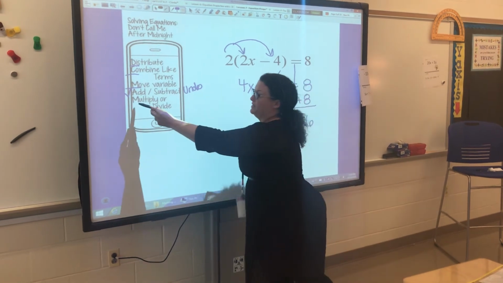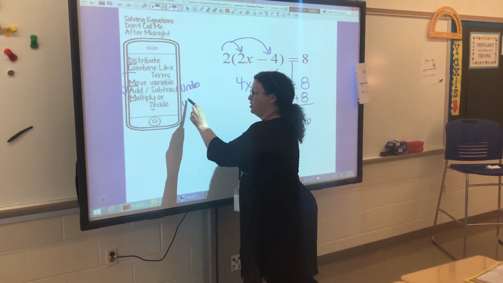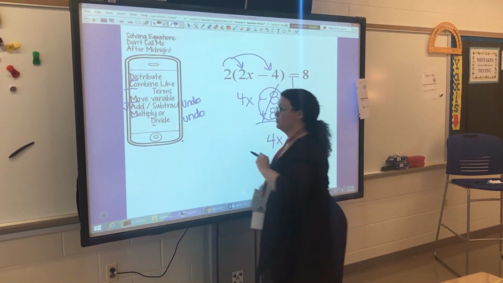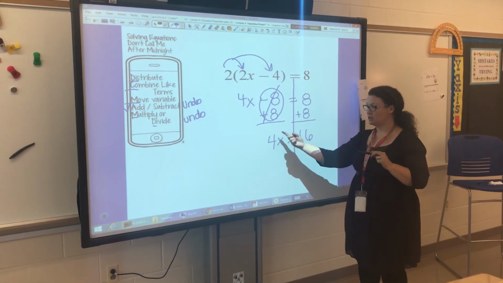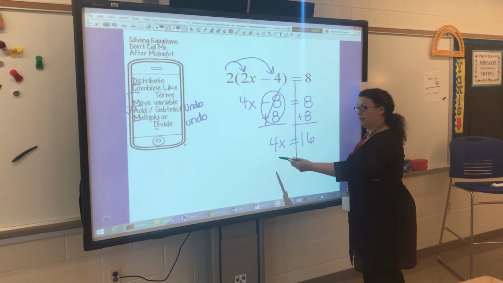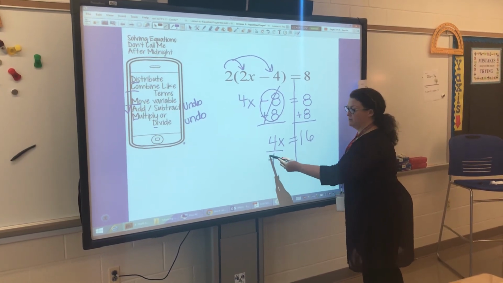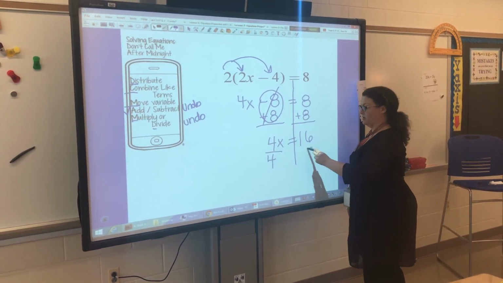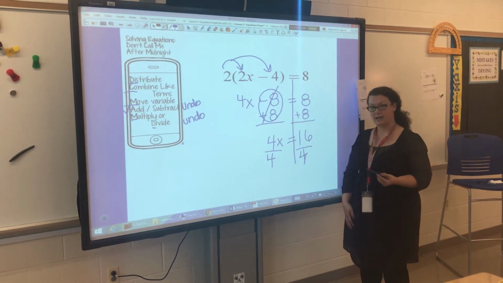The next step is multiply or divide. Also, that's an undo step. We're using inverse operations to undo 4 times x. So the inverse of multiplying is dividing. I'm going to divide that 4 away. Whatever I do to one side, I do on the other side.